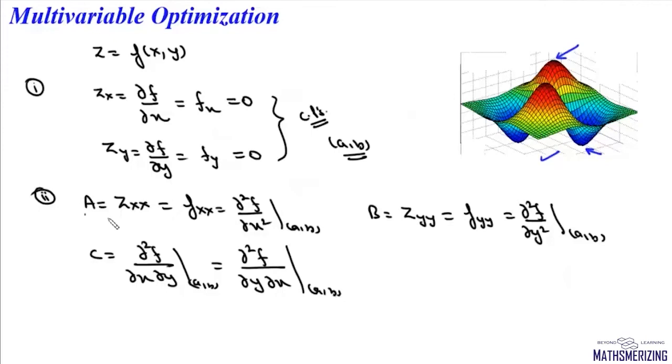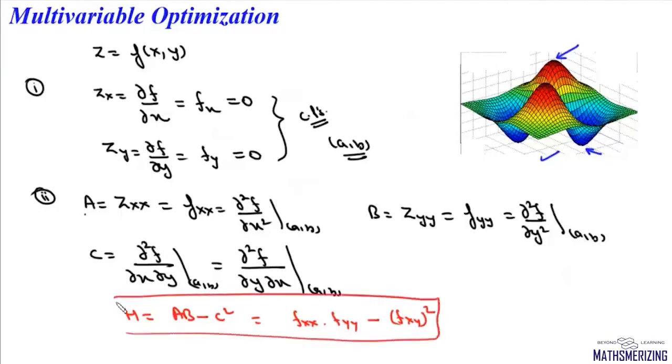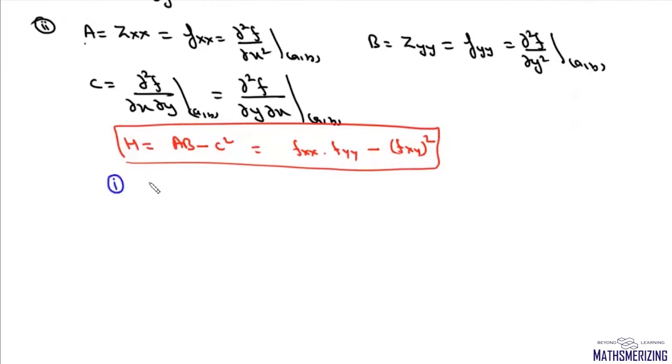So we'll find the value of A, the value of B, and the value of C at this point (a, b). Now we'll find something called H, and this H is defined as AB minus C square. So this H actually is fxx into fyy minus fxy whole square. So we'll find this value. Now the result is, if H is negative, so if AB minus C square is negative, then this point (a, b) is a saddle point.